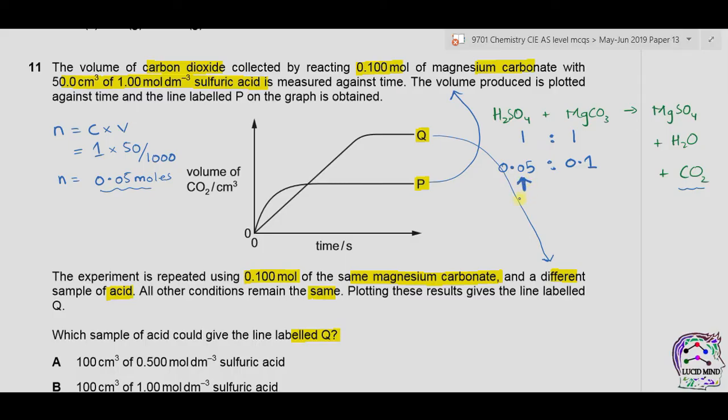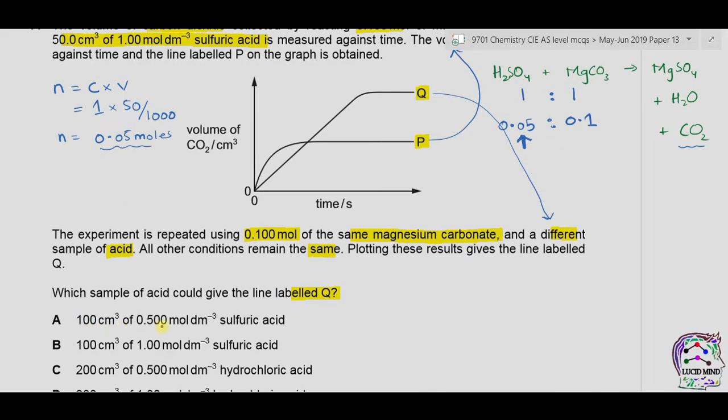So let's look into the options. In A, we have 100 centimeter cube of 0.5 mole per decimeter cube sulfuric acid. So using the formula, number of moles equals concentration times volume in decimeter cube, the number of moles comes out equal to 0.05 moles.